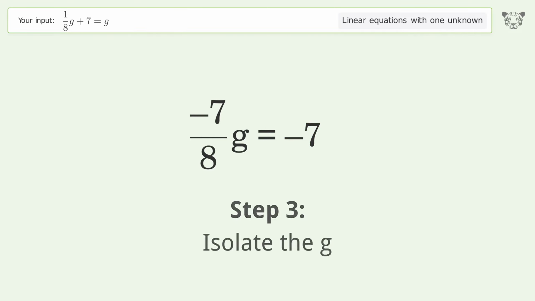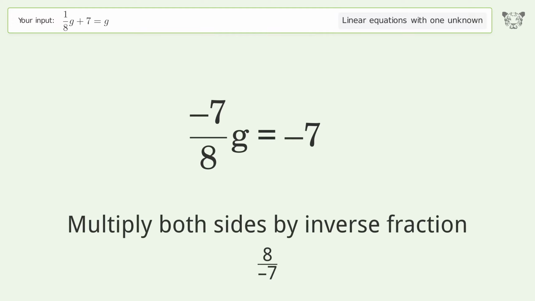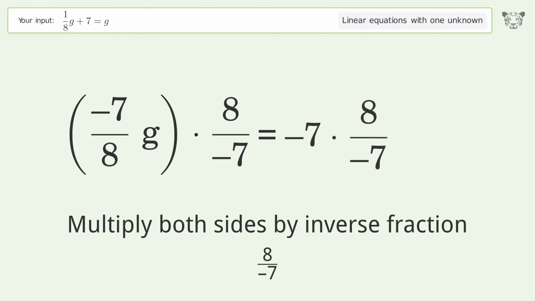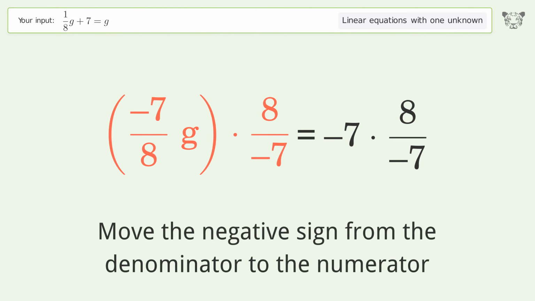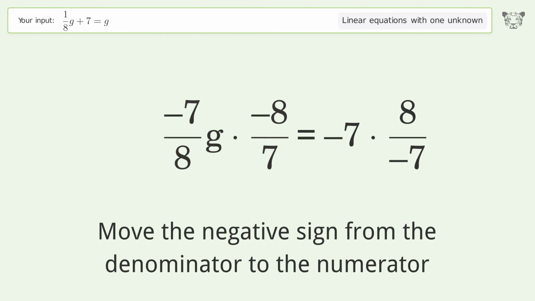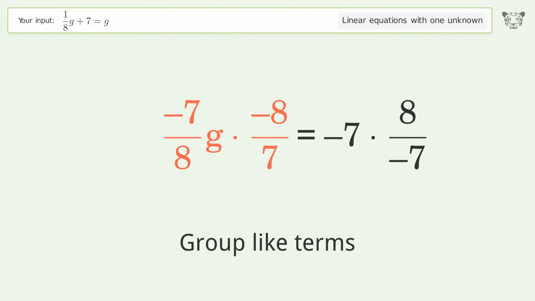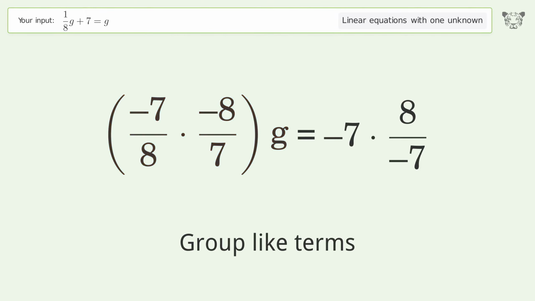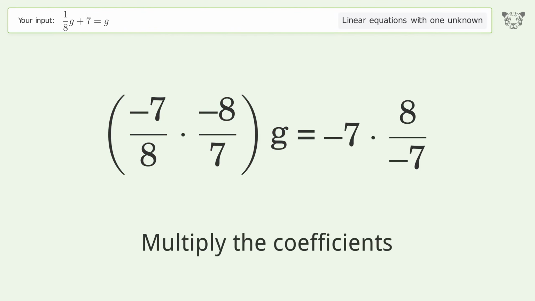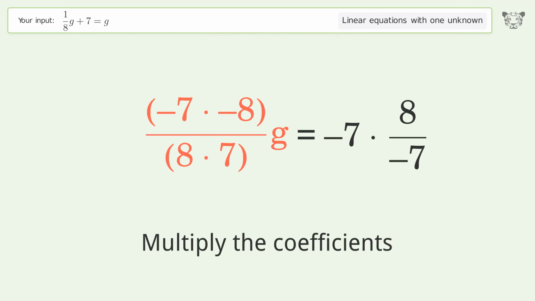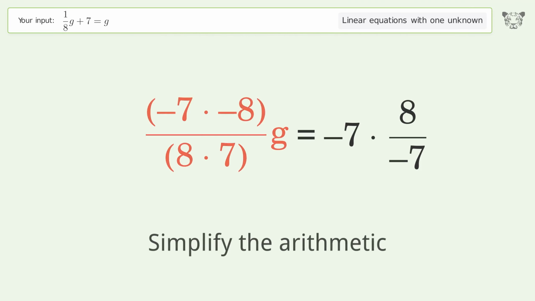Isolate the g. Multiply both sides by inverse fraction 8/-7. Move the negative sign from the denominator to the numerator. Group like terms. Multiply the coefficients. Simplify the arithmetic.